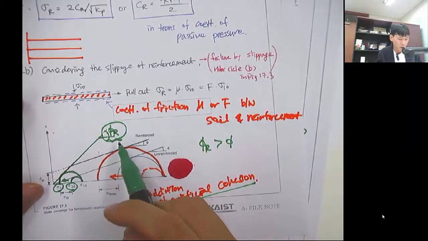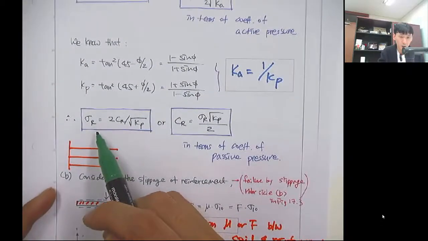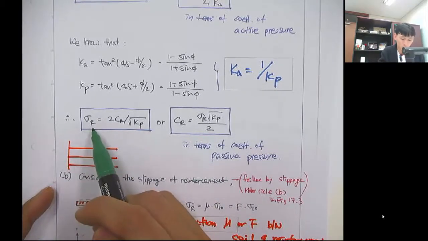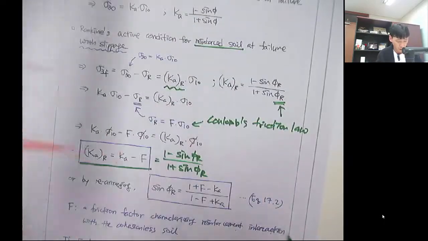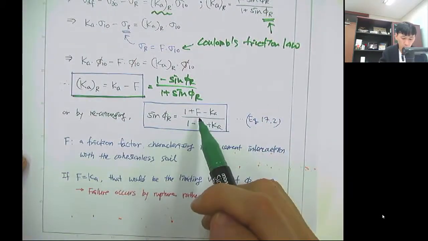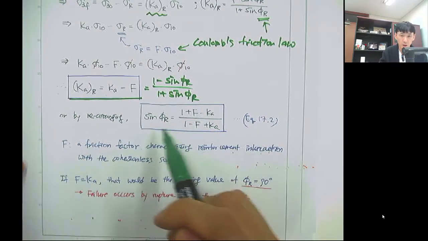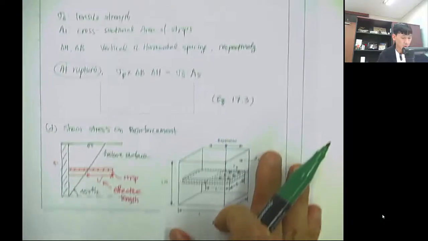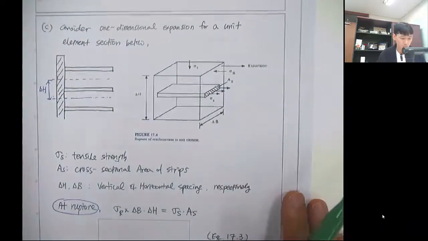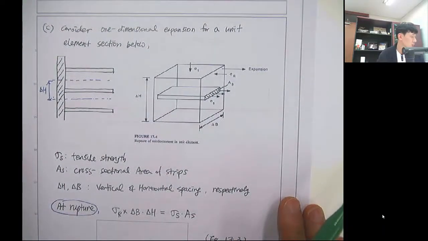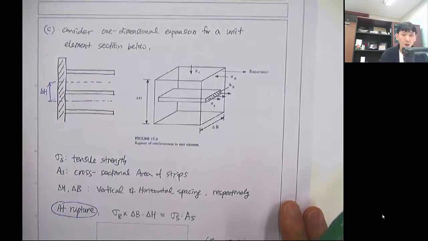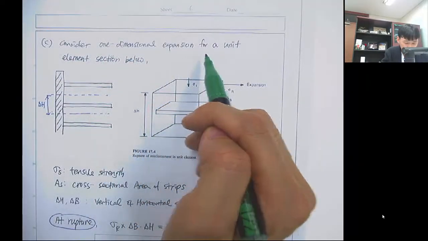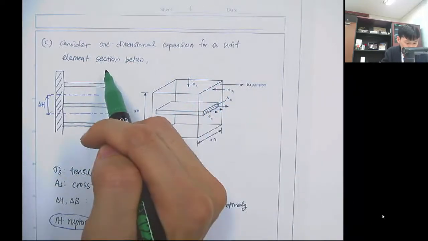So then how can we calculate this? Here, for the rupture case, we don't know what the CR or the sigma R is. Or in this case too, we don't know what F and phi R are. So we'll have to derive from the material property to extract those parameters. So consider one-dimensional expansion for a unit element section below.